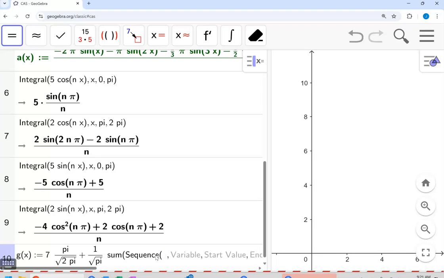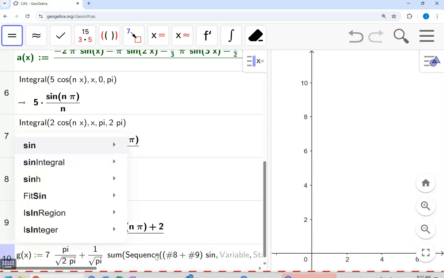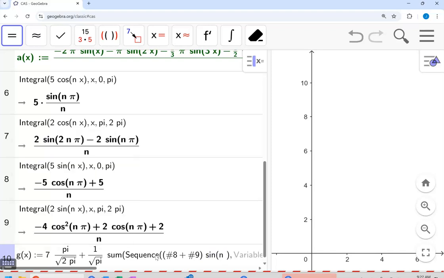All right, so I need to take your number 8. That was the integral from 0 to pi, all right? And I also need to do number 9. That's the integral from 0 to 2 pi, or from pi to 2 pi. So if I add those 2 together, that gives me the integral that I want, right? If I take the integral from 0 to pi, add the integral from 0 to 2 pi, gives me the integral that I want. I need to multiply that by sine of nx.